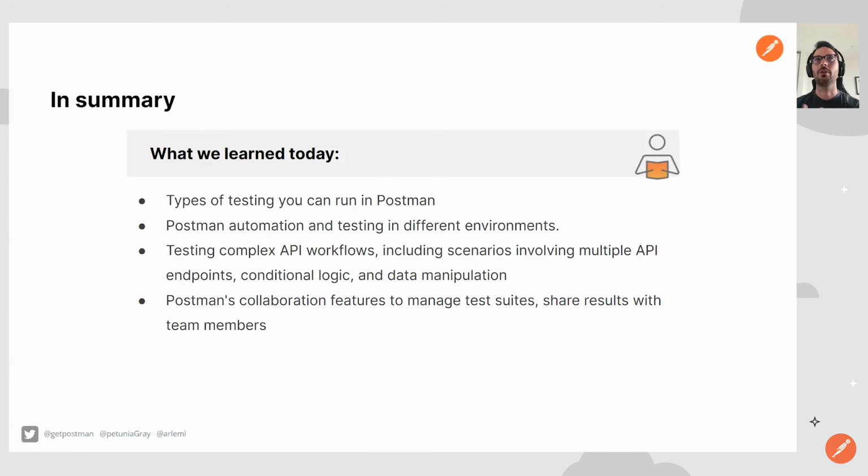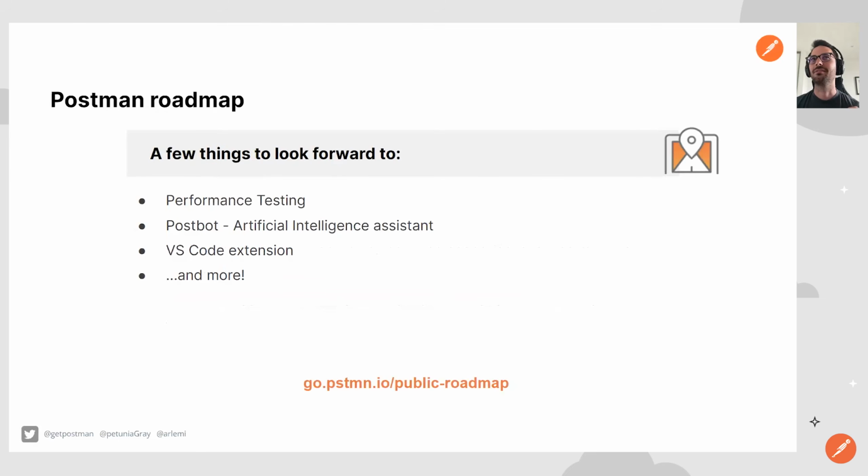doing some workflow manipulation, like conditional workflows, etc. And then we talked about the Postman collaboration feature to manage test suites, share results with team members. We didn't go in depth into that, but I did mention at the start we were in a team workspace. In that context, everyone has access to that, and everyone can collaborate on these collections, and scheduled runners, overview and monitors, etc., etc. Did I forget something? No.